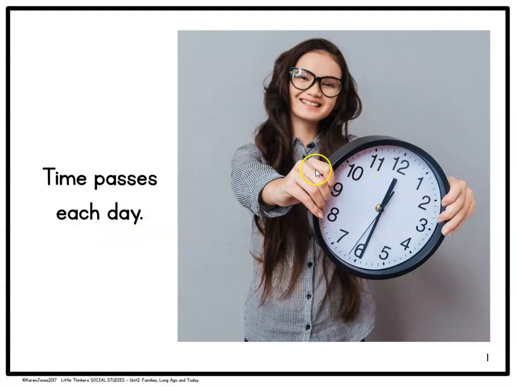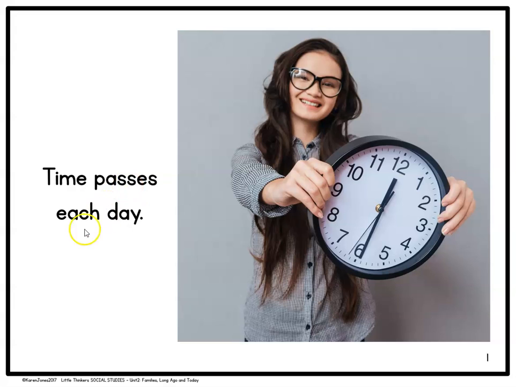Can anybody tell me what time is on the clock? Quick math question. My short hand is pointing to the 12 and my long hand is pointing to the 6. This is my hour hand, so 12. And if I'm pointing to the 6, I have to count 5, 10, 15, 20, 25, 30. So 12:30. Very nice. Okay, back to social studies.